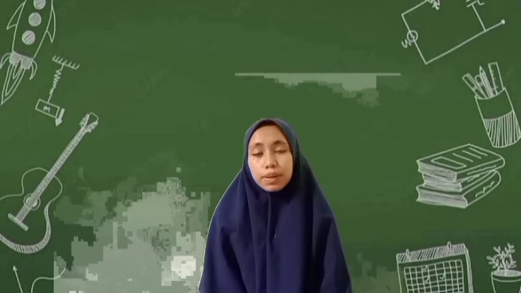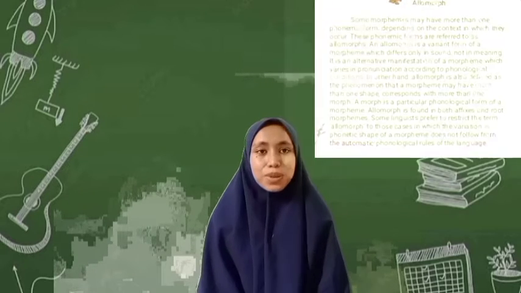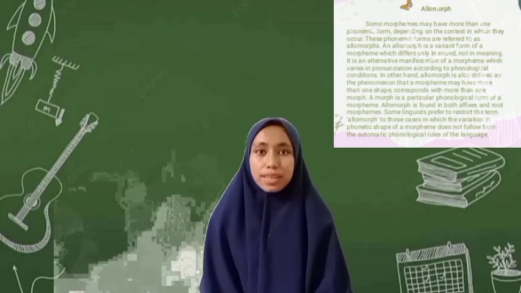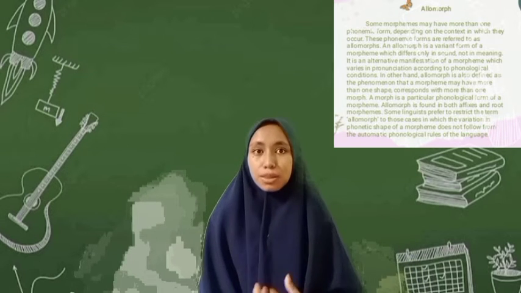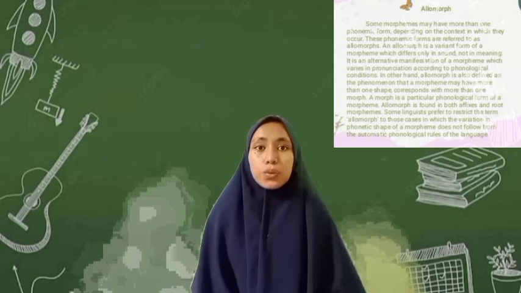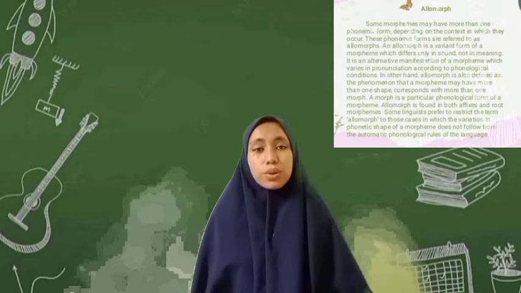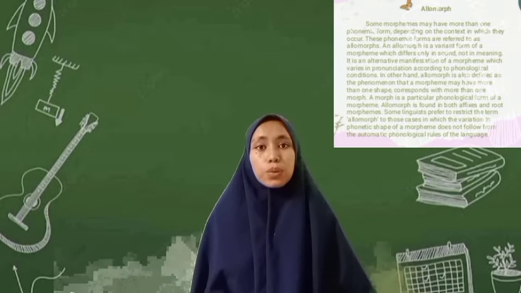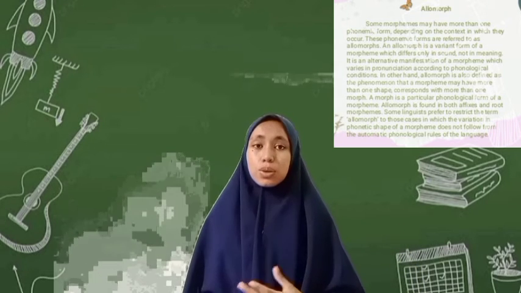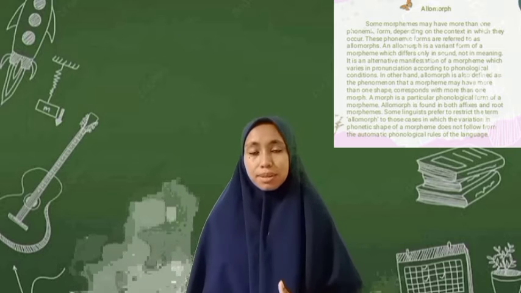Well, the next material is about the definition of allomorphs. So, some morphemes may have more than one phonemic form depending on the context in which they occur. These phonemic forms are referred to as allomorphs. An allomorph is a variant form of a morpheme which differs only in tone, not in meaning. It is an alternative manifestation of a morpheme which varies in pronunciation according to phonological conditions.